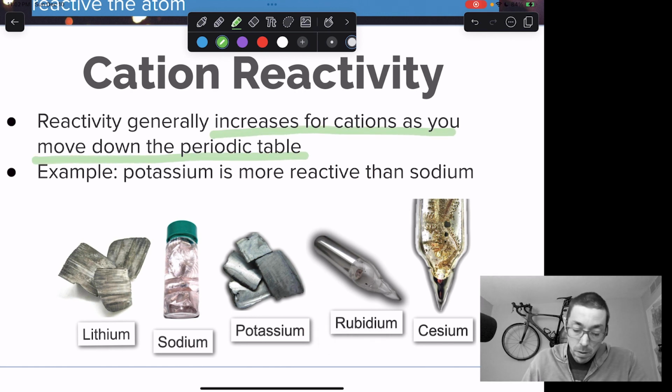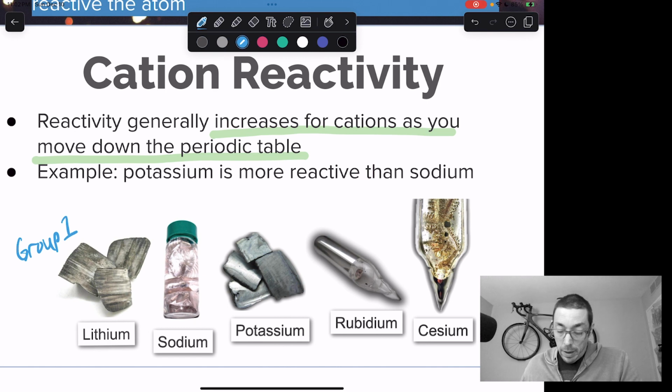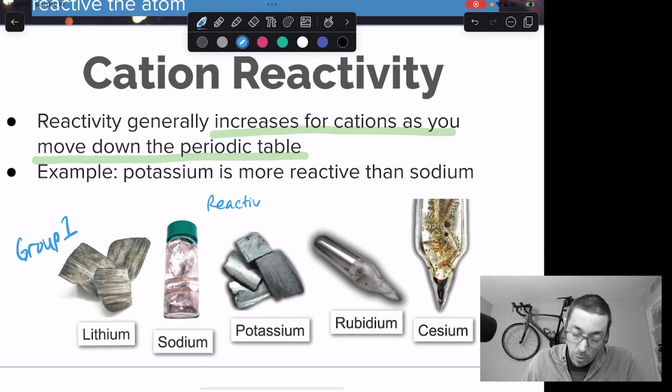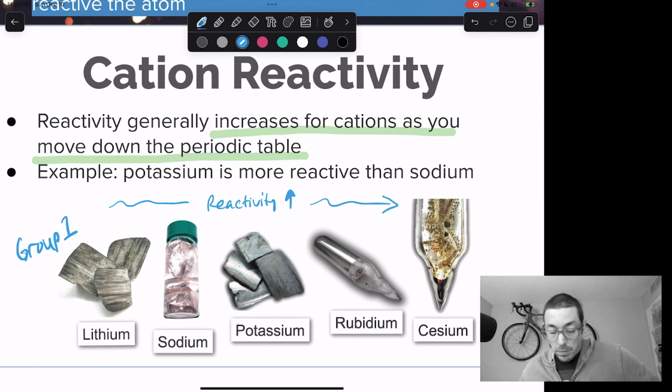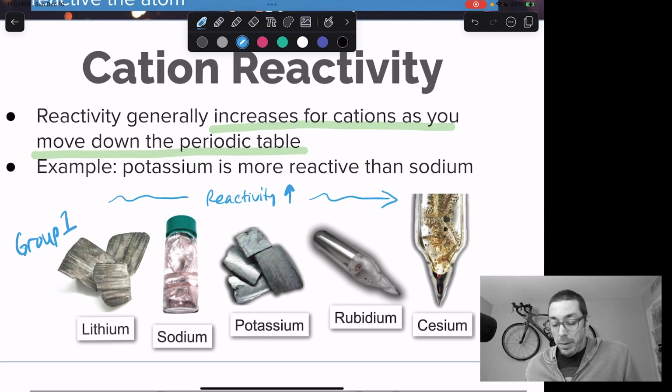So these are all your group 1 metals. And so reactivity goes up this way. Cesium, the most reactive, and then rubidium a little less, potassium a little less, and so on. If you watched that video I linked a few days ago of Brainiac putting these metals in the bathtub, you'll know that some are more reactive than others. And so this is the explanation for that.